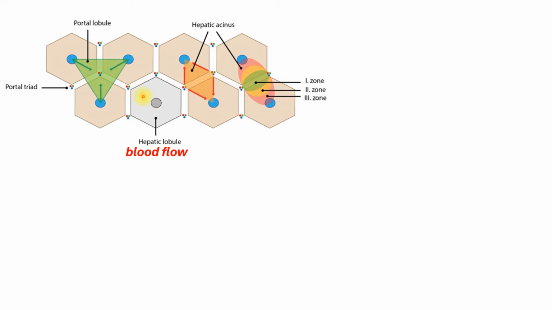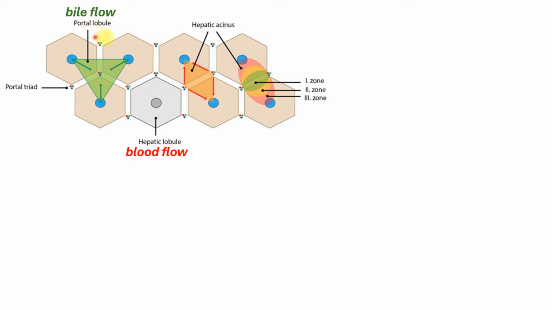So hepatic artery and the portal veins actually go into the central vein, okay? So that it can be drained into the vena cava finally, okay? Into the hepatic vein and finally into the vena cava.